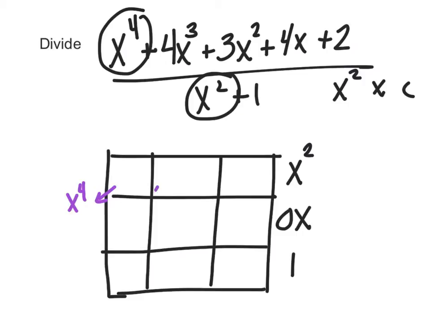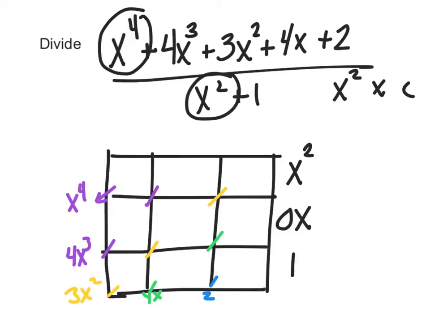So I'm going to say this first box is going to make the x to the fourth. And I like to put these diagonals in to remind myself those two are going to come together to make 4x cubed. I'm going to use a different color. These three are going to come together to make 3x squared. Again, I'm just going to switch my colors up. These two will come together to make the 4x. And then lastly, this last guy is going to turn into a positive 2.